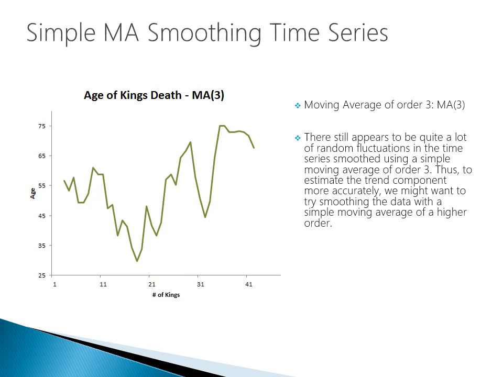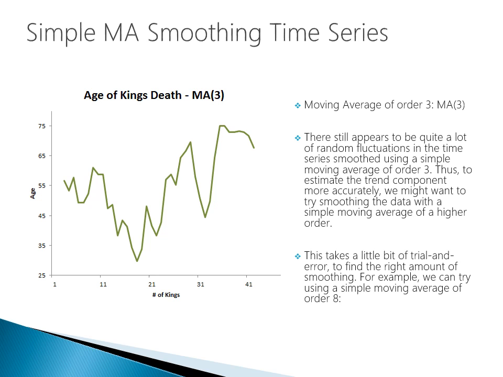The more we increase the moving average order that we're using, the more it's going to smooth out these components until we see just the area of interest. This process takes a little bit of trial and error to find the right amount of smoothing. For example, we can try using a simple moving average of order 8.